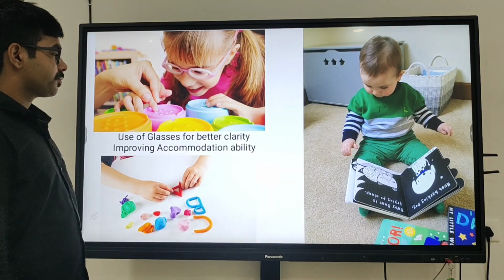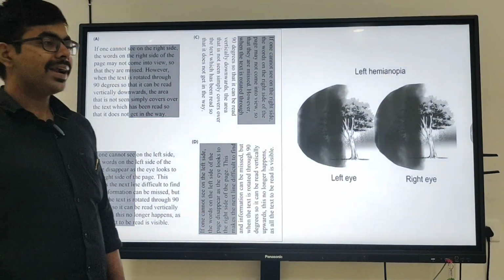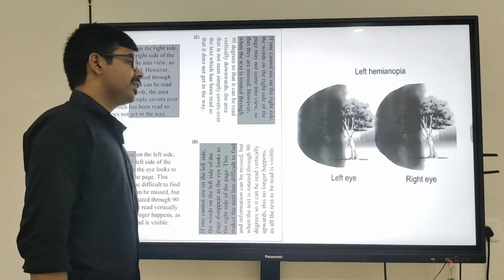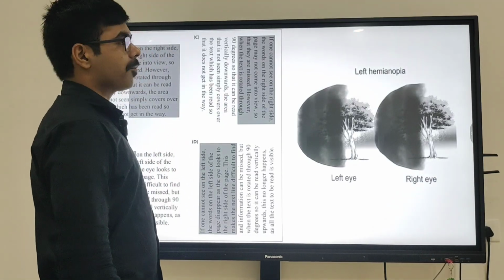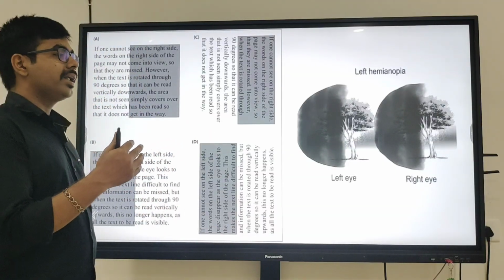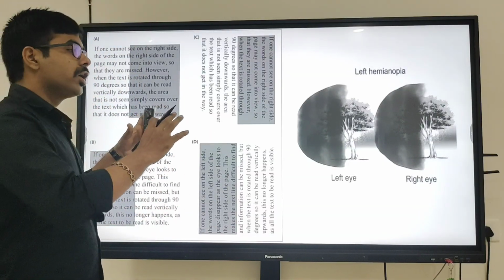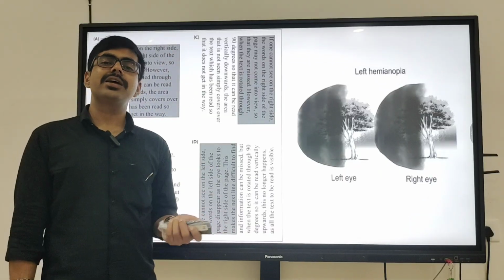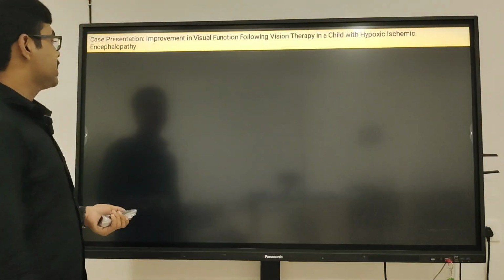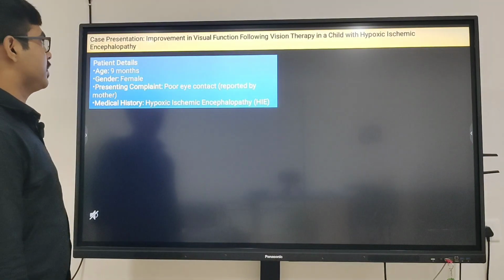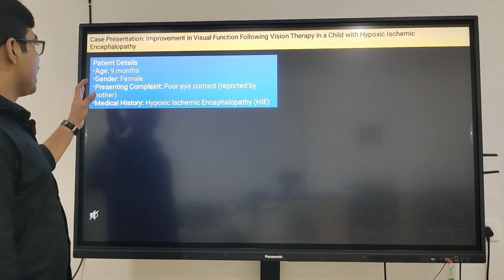Next, we can see for adults, let's suppose the adult has left hemianopia, then the patient will have a problem starting to read. Then giving them alternatives, like moving the book from a horizontal to a vertical manner, the patient will start reading properly.